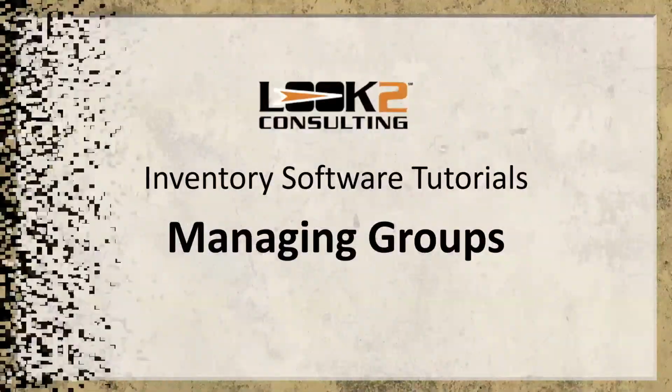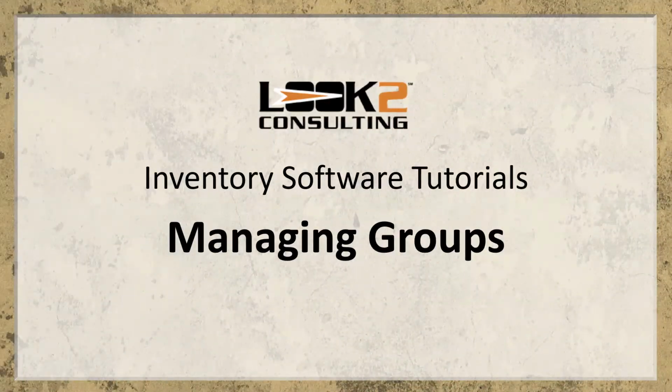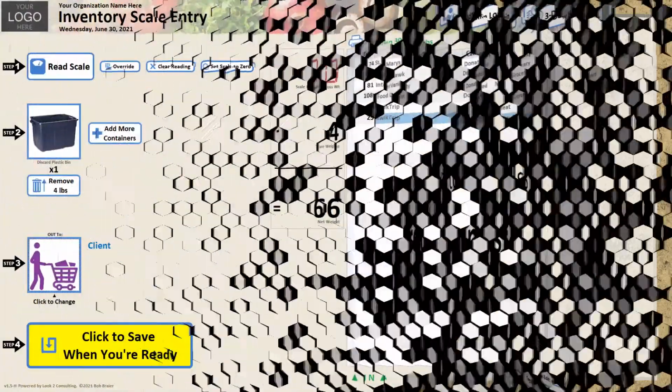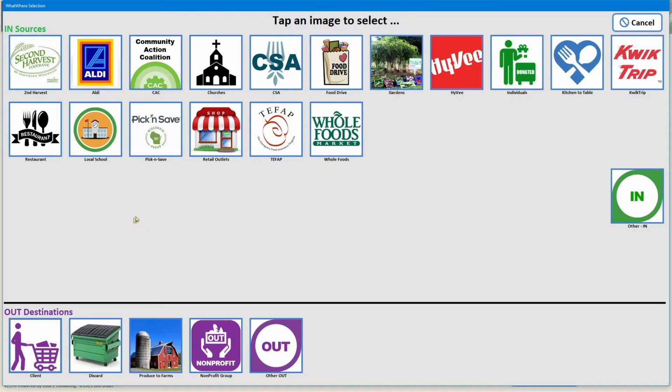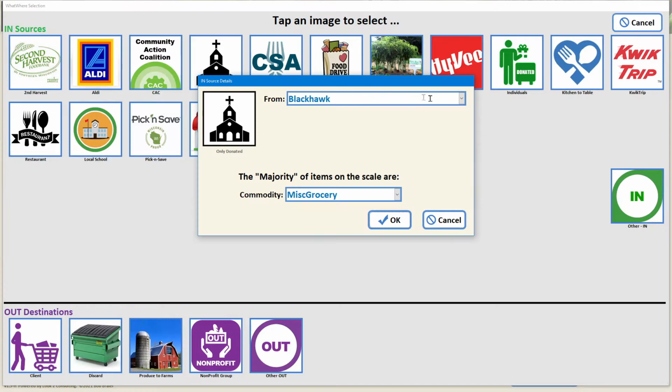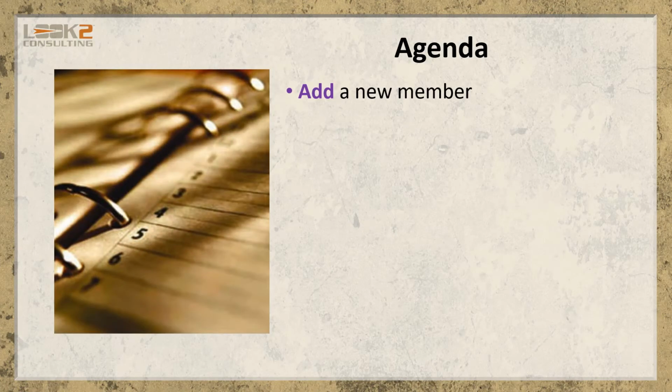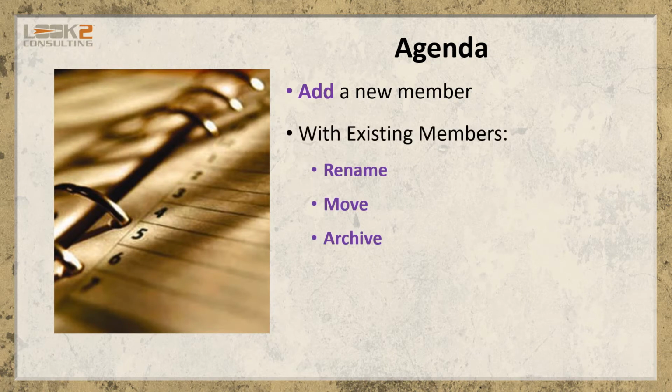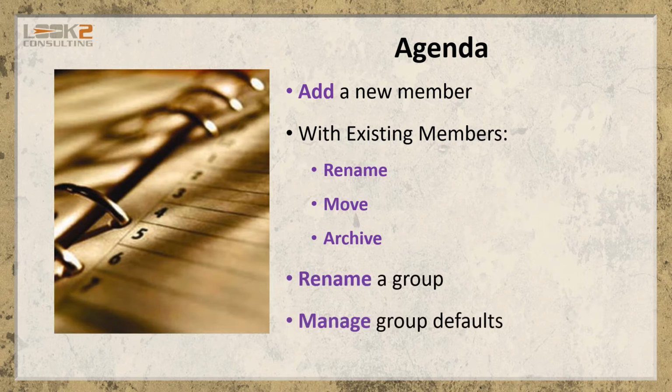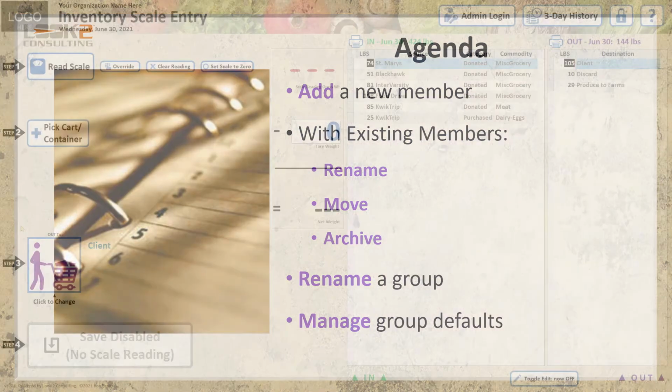This inventory software tutorial explores how to manage existing groups. By way of example, here's a group for churches. We'll explore how to add a new member to an existing group, and with existing members, how to rename, move, and delete them. We'll also show how to rename the group itself and how to manage a group's default settings.